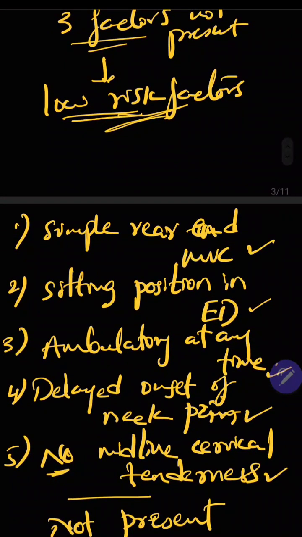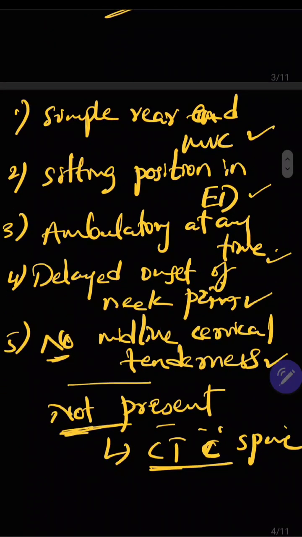There are five low risk factors: simple rear-end motor vehicle collision, sitting position in the ED, ambulatory at any time, delayed onset of neck pain, and no midline cervical tenderness. If any of these factors are not present, then you have to go with CT C-spine.